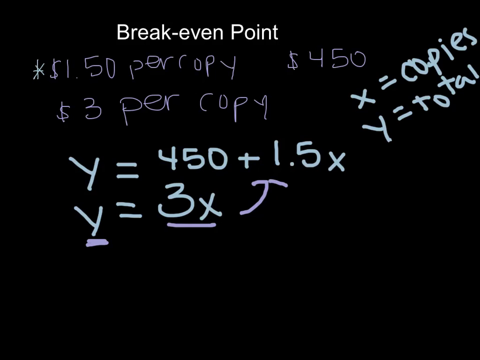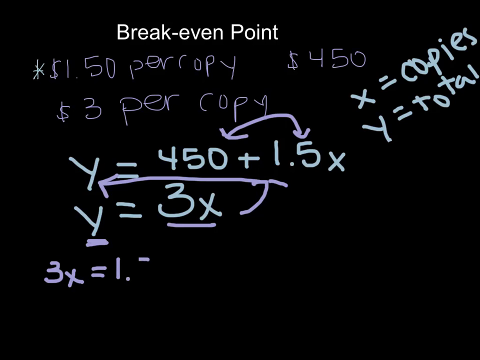If I plug 3x in for y, oh, sorry, I should have drawn that over here because I'm plugging it in for y. If I plug that in, my equation becomes 3x is equal to, and I'm going to switch the order here just because I like my constants at the end. So I'm going to have 3x is equal to 1.5x plus 450. Now I only have one variable, so I can solve.